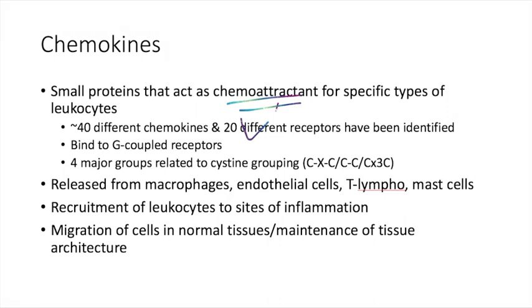So don't worry about that. Just put it in there for completeness' sake. They are released from macrophages, endothelial cells, T lymphocytes, and mast cells. They recruit leukocytes to the site of inflammation. Again, chemoattractant. They also are involved in migration of cells in normal tissues and maintenance of tissue architecture. So they do have a role in non-inflammatory responses.